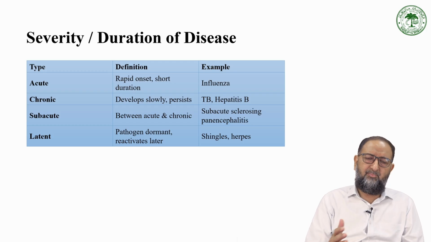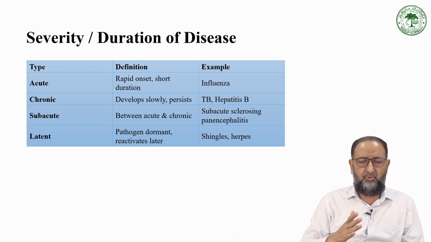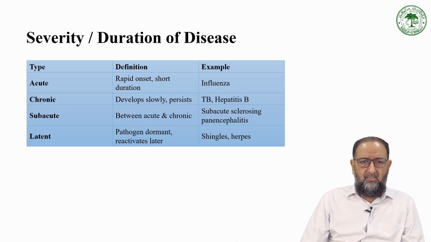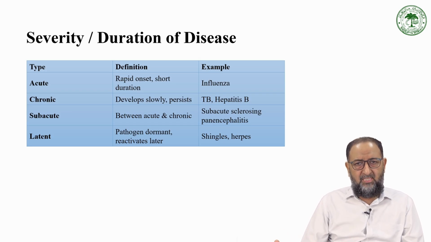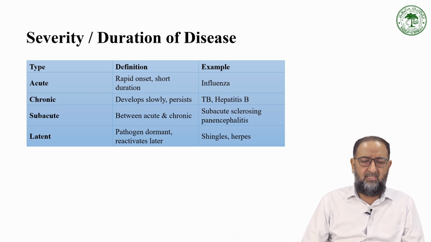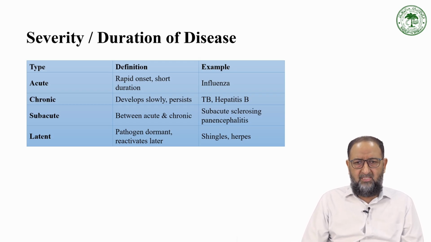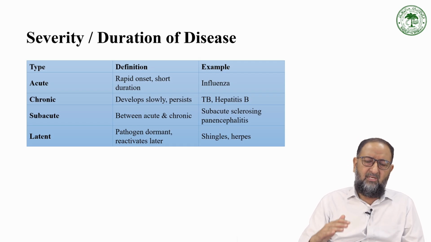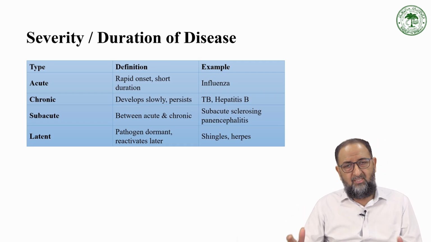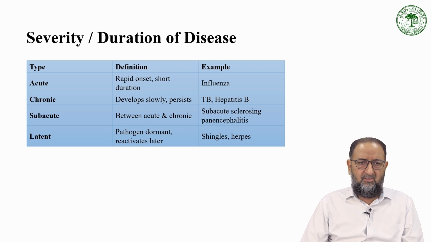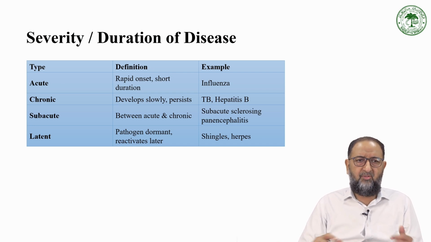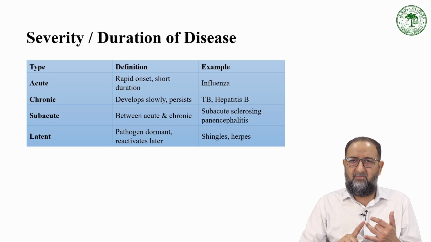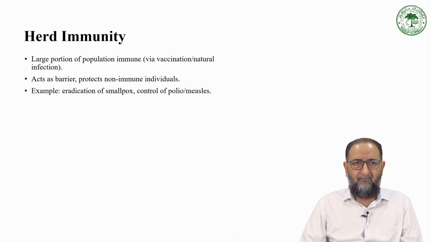Latent means the pathogen remains in a dormant stage for many years, short or long, and then reactivates after some time through some lytic induction, as in phages, bacteria, or viruses. Shingles and herpes viruses have a latent state, but after one year, two years, three years, they appear again, reactivated. This kind of state we call latent. So we have the acute state, chronic state, subacute state, and latent state.